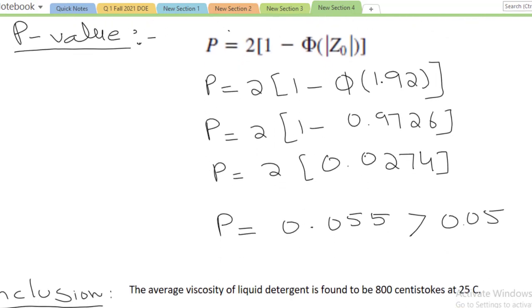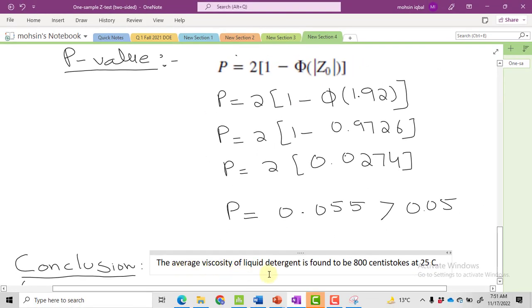What will be our final conclusion? That the average viscosity of the liquid detergent is found to be 800 centistokes at 25 degrees centigrade.